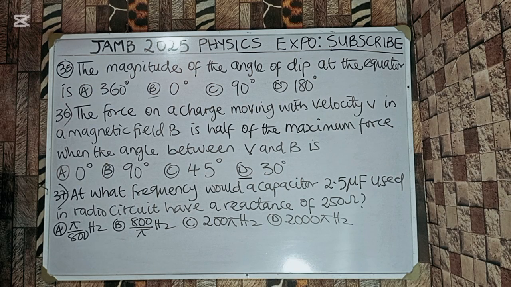Option A, pi over 800 Hz. Option B, 800 over pi Hz. Option C, 200 pi Hz. Option D, 2000 pi Hz.